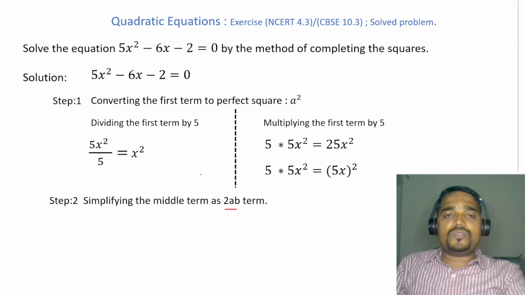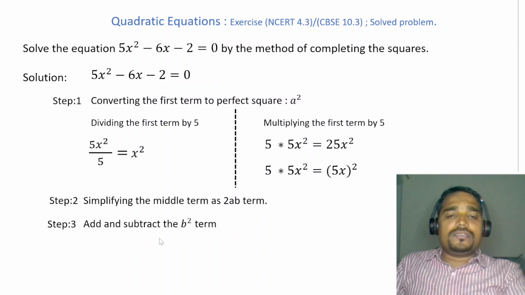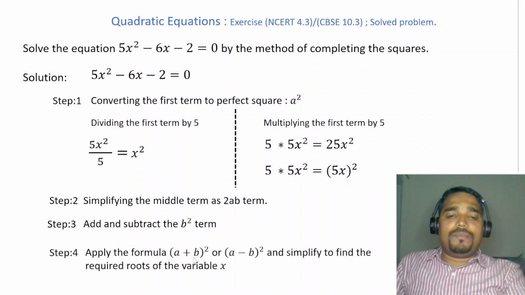Step number 3 is to add and subtract the b square term. Step number 4 is to apply the formula either a plus b whole square or a minus b whole square and simplify to find the value of the roots of x. Whether a plus b whole square or a minus b whole square is to be applied depends on the sign of the middle term. Because the middle term contains a minus sign here, that is, we would be getting minus 2ab, the a minus b whole square formula is to be applied.